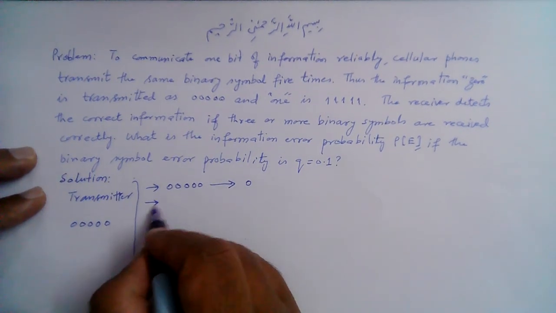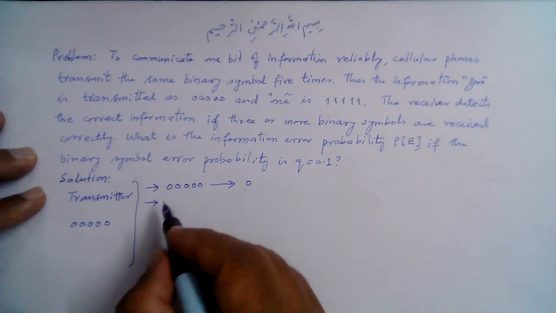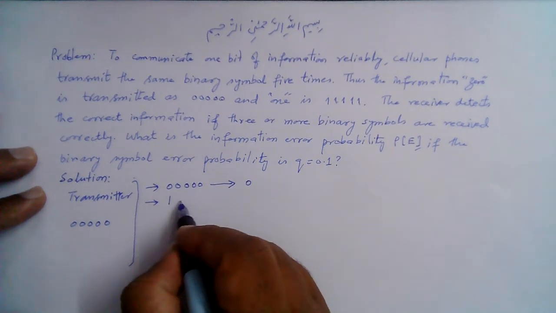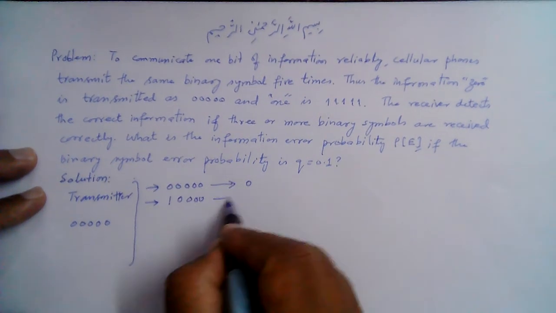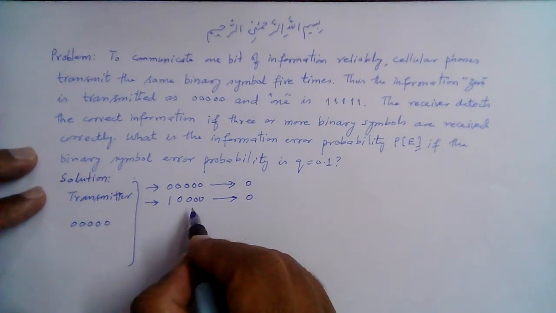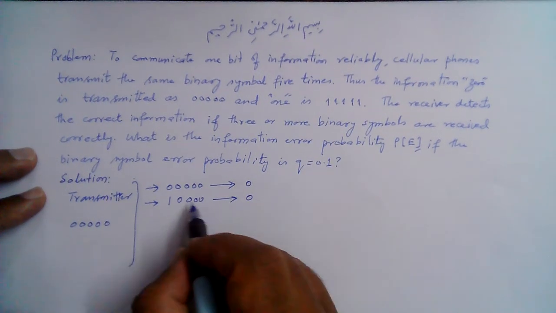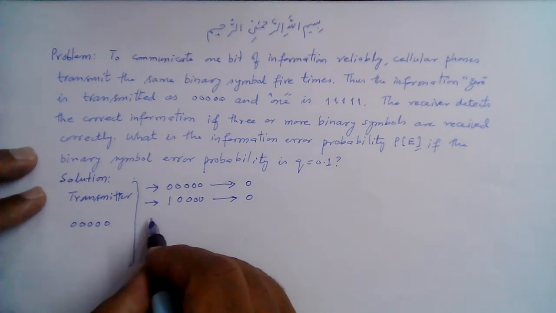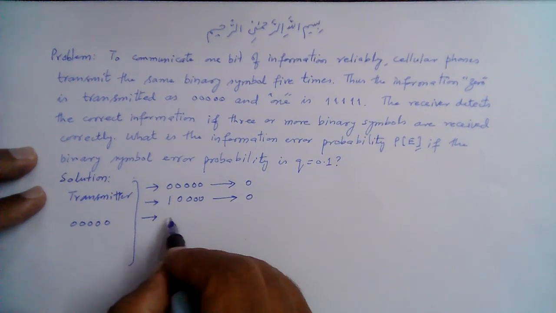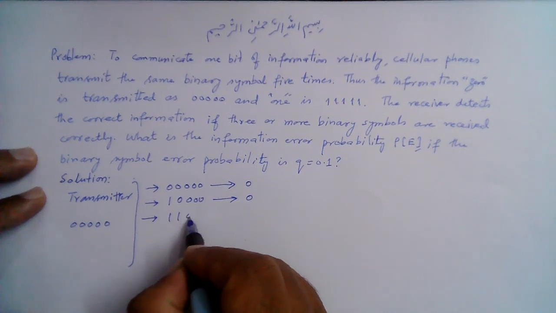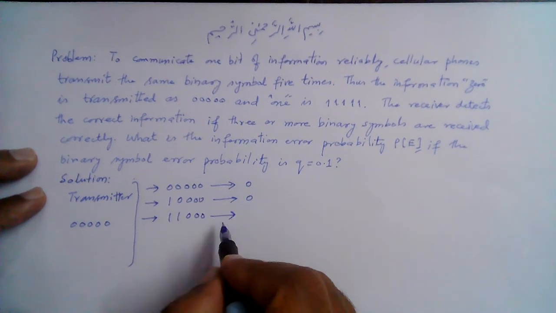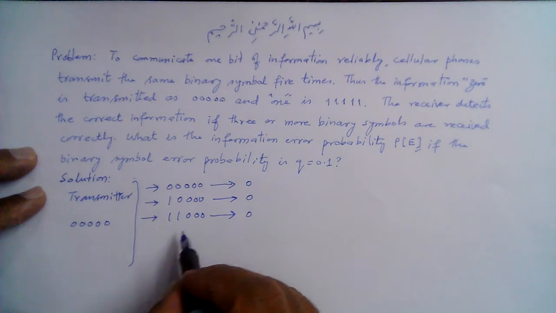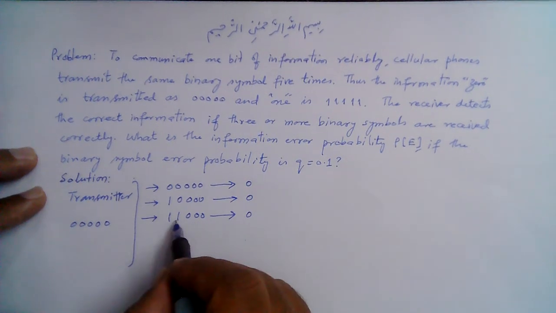Or there can be an error in any one bit, let's suppose here. So it is still treated as a 0 because 4 symbols are received correctly. 4 are 0, so it is treated as a 0. Or there can be an error in 2 bits, for example, this way. So this is still treated as a 0 because 3 zeros are there and there are 2 1s.